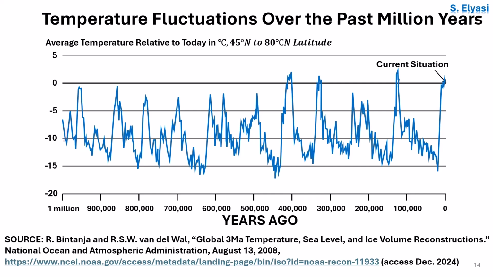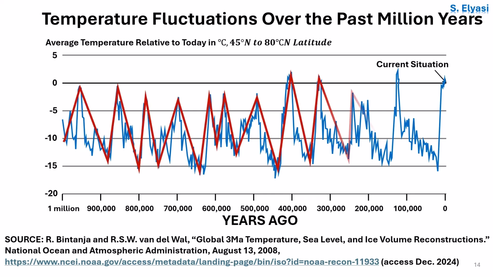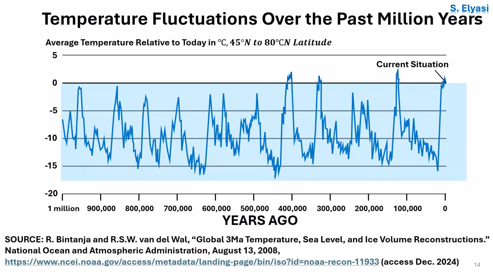The line graph shows sharp fluctuations in temperature throughout the past million years. The line frequently dips into colder temperatures, indicated by values below 0 degrees C, which suggests periods of glaciation or ice ages. Peaks above 0 degrees C indicate warmer interglacial periods, where temperatures were similar to or warmer than today.